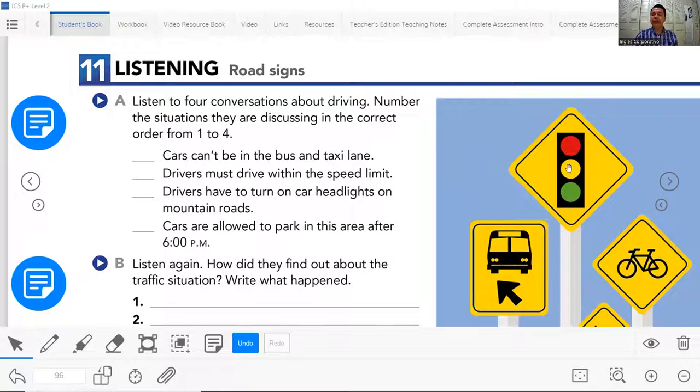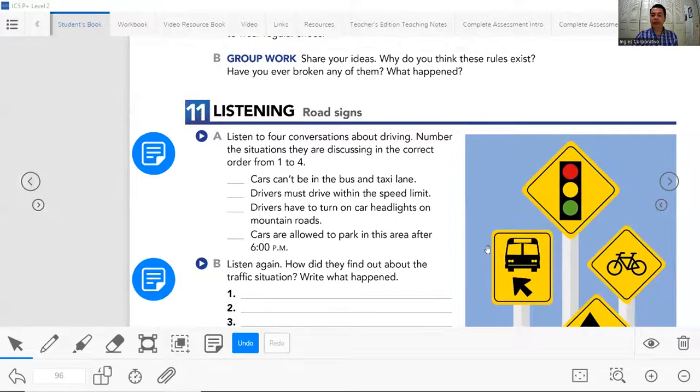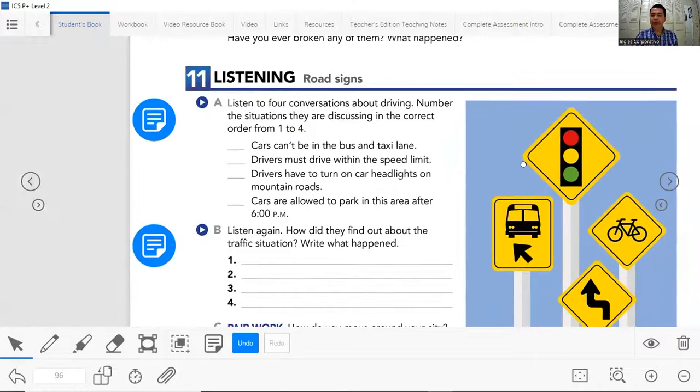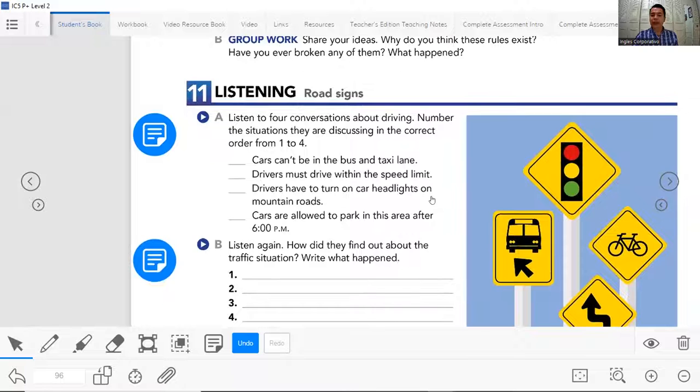This is the red light or the stop light, we want to say, right? They don't say semaphore, they say the light. This is the red light, right? This is a sign indicating that it's a bus, and this is a bicycle, as you can see. And we have another one that is the direction of the road, right?